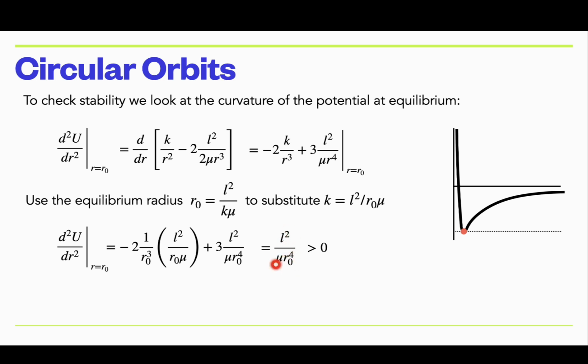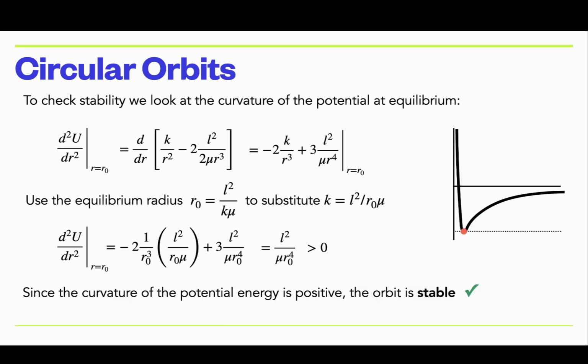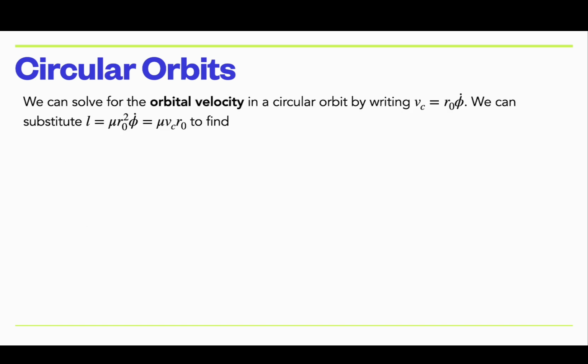Since mu is positive, L squared is positive, R to the fourth is positive, this is a positive number. It's greater than 0, so it's curving upward. And we have just shown that circular orbits are stable. We can calculate the orbital velocity, which will come in handy here in just a minute.